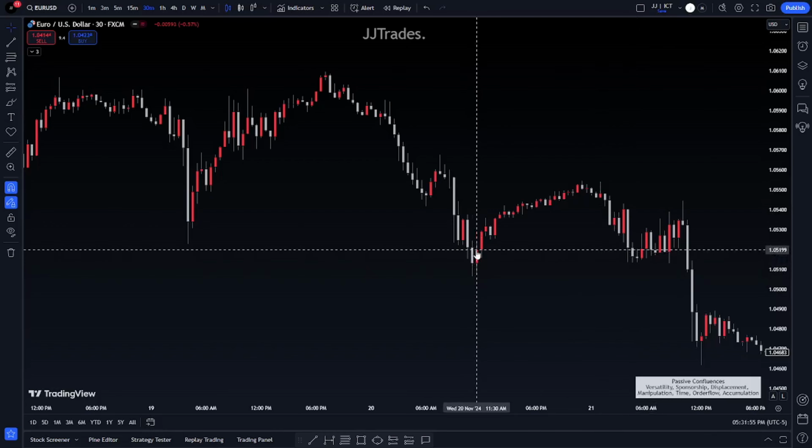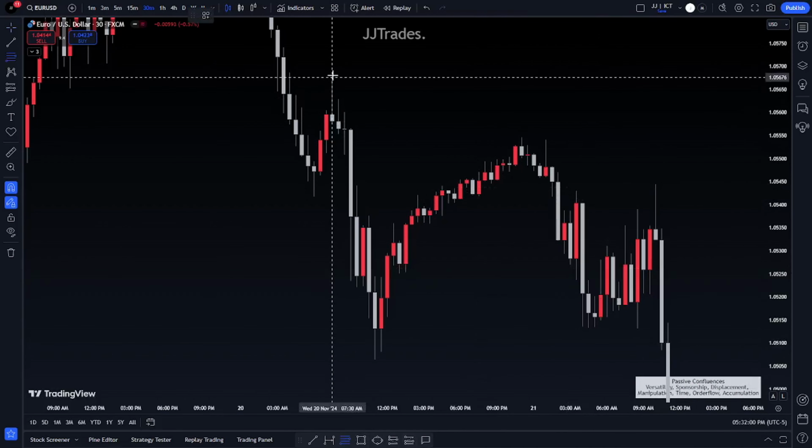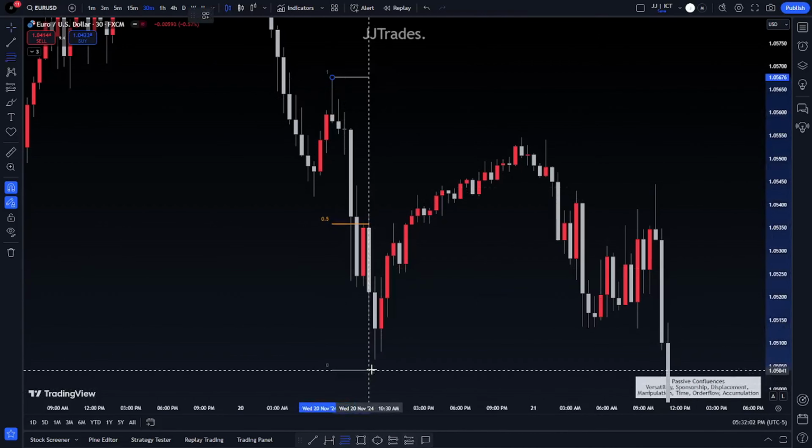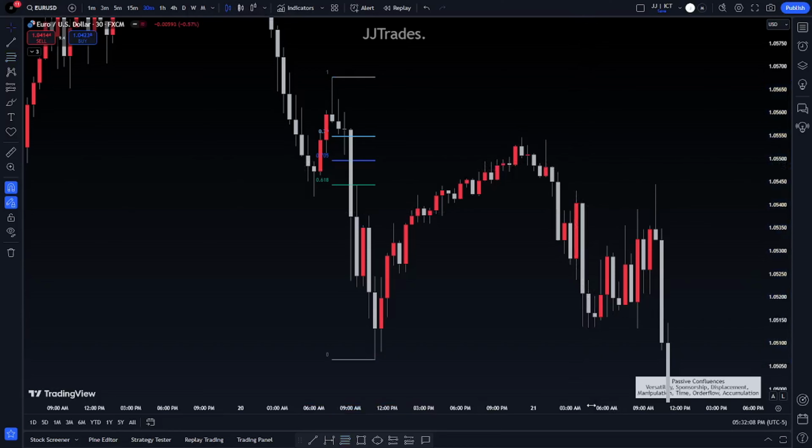Okay, now it looks something like this. I'm going to show you real quick. You draw your normal little dealing range like that. Okay, there's your dealing range right there. But we add this.